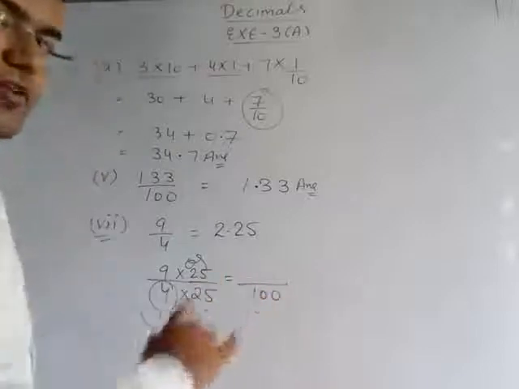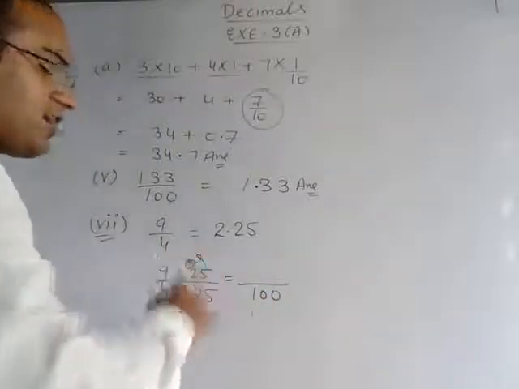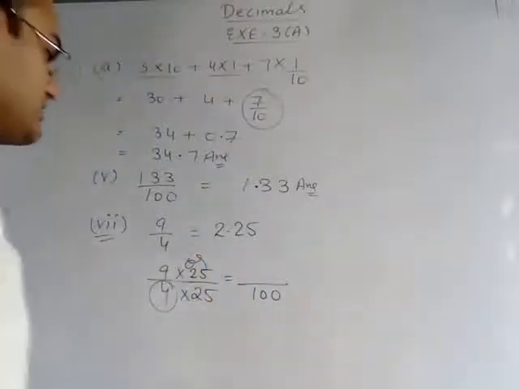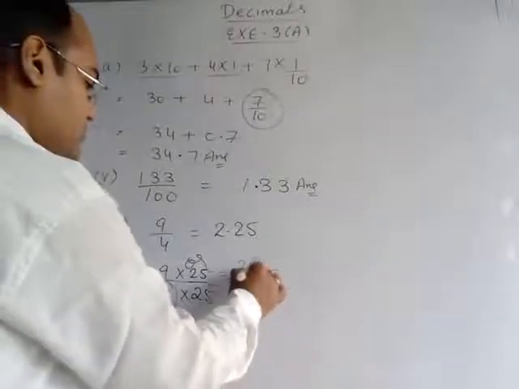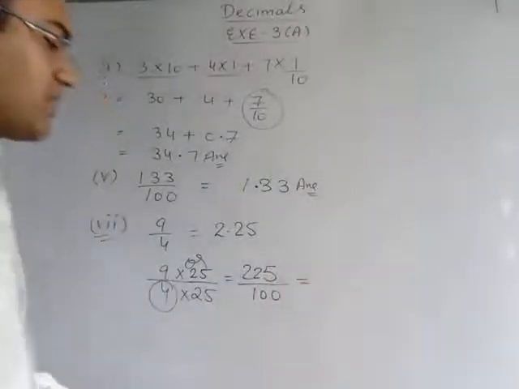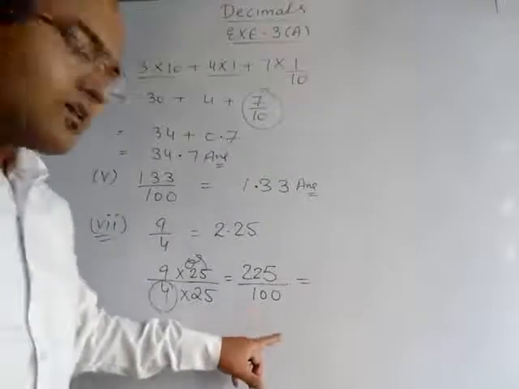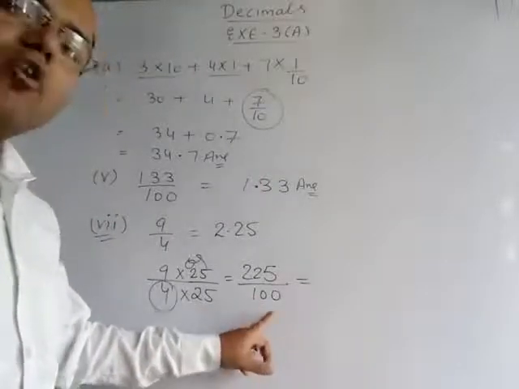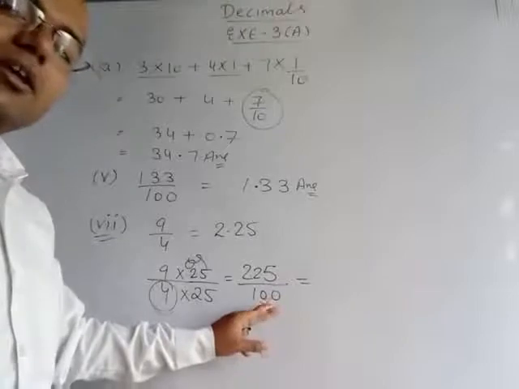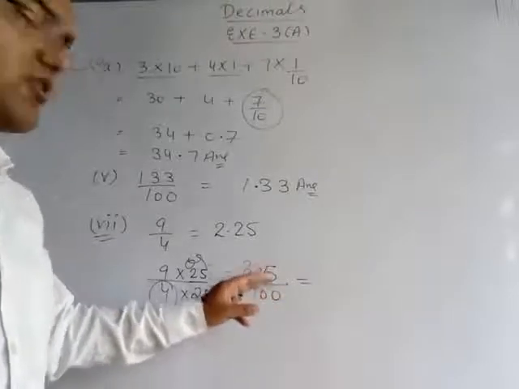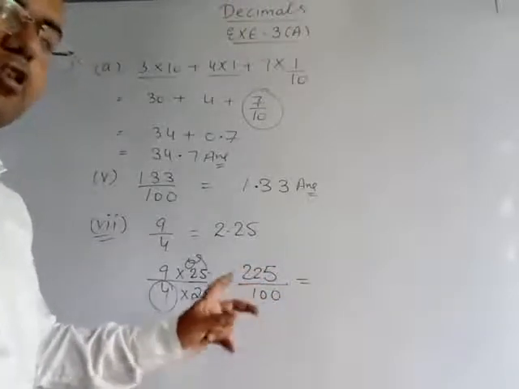25 4 ja, answer will be 100. 9 multiply 25 when we will do, then answer will be 225. Now in the denominator we are having 100. So after 1, how many zeros are coming? 2 zeros are coming. That means in the answer we have to put the decimal before 2 places.